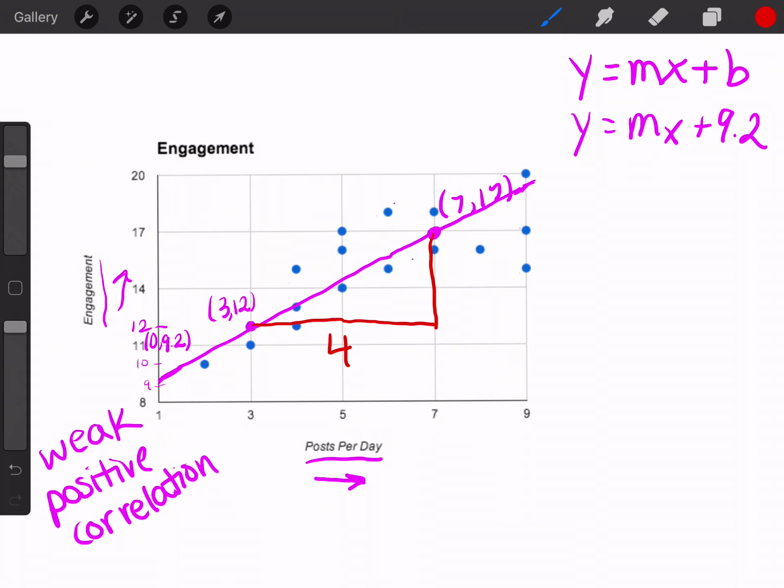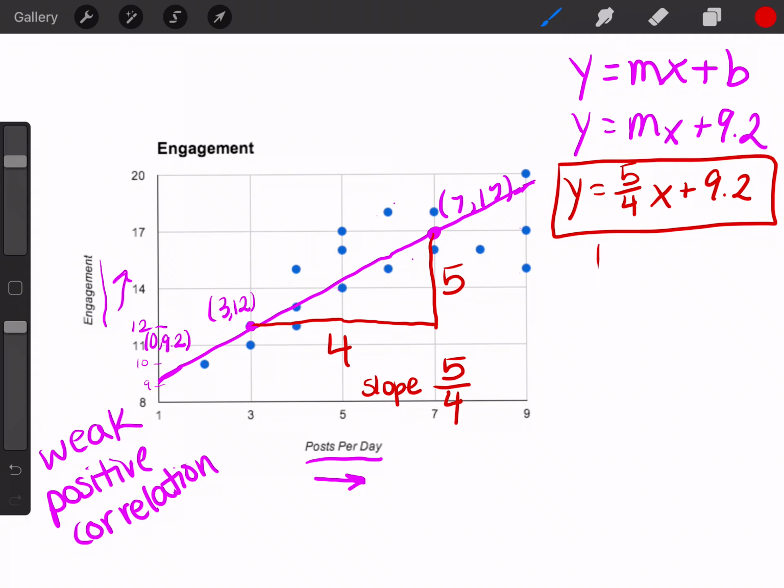All right. Now I start at 3 and I go to 7. That is a difference of 4. Now my rise. Let's see. I start at 12 and I go all the way up to 17. From 12 to 17, that's a difference of 5. So my rise is 5 and my run is 4. So that's my slope. So y equals 5 over 4x plus 9.2. That is my equation for my line of best fit.